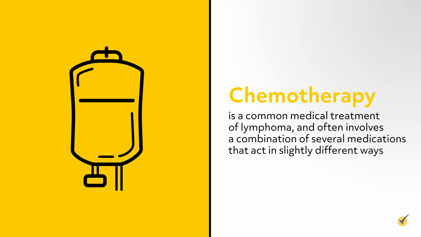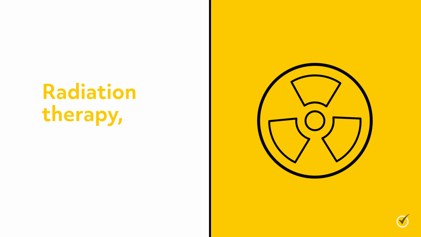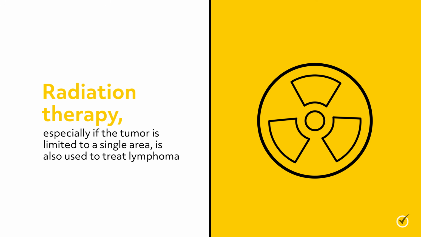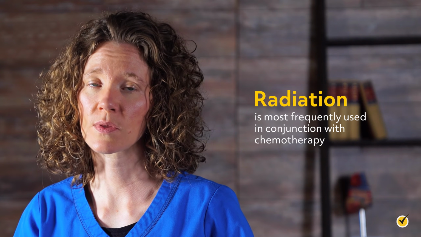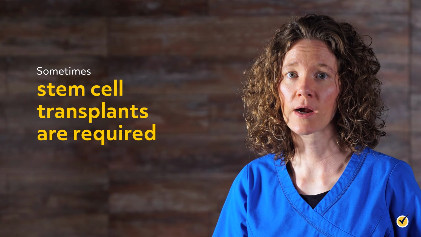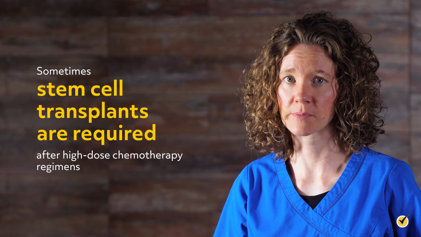Chemotherapy is a common medical treatment of lymphoma and often involves a combination of several medications that act in slightly different ways. Radiation therapy, especially if the tumor is limited to a single area, is also used to treat lymphoma. Radiation is most frequently used in conjunction with chemotherapy. Sometimes stem cell transplants are required after high-dose chemotherapy regimens.